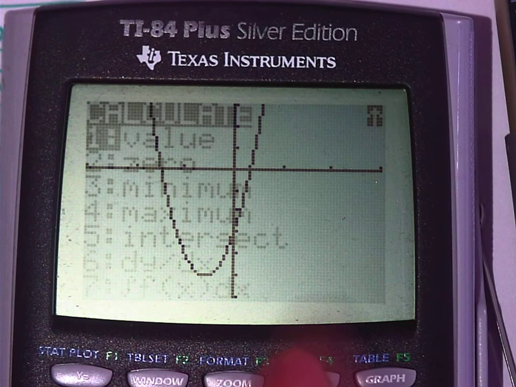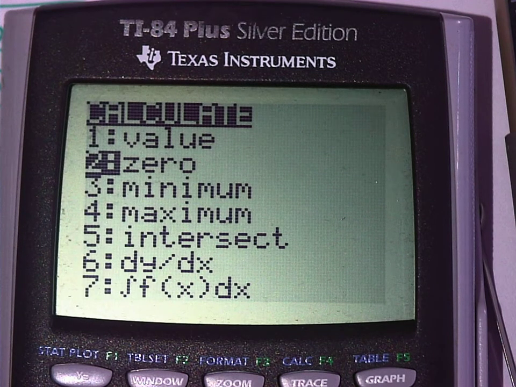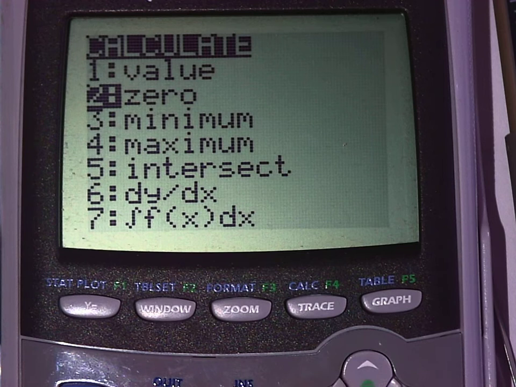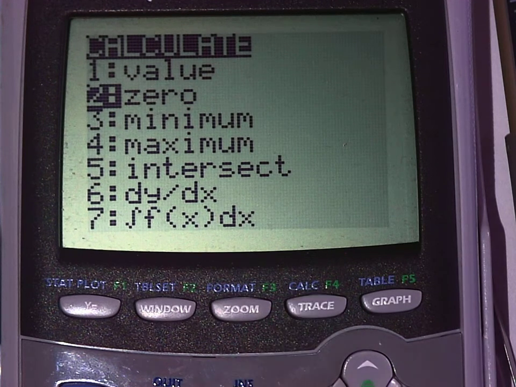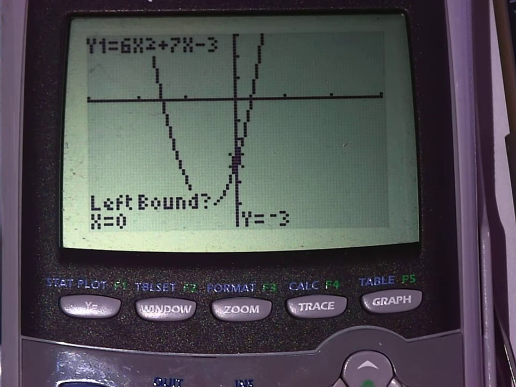Hit second calc. Zero is another way to answer a quadratic equation. It's equal to the zeros. It was the second and then this button right here. See, it's like the second button and then the trace button has like that blue stuff on top of it. So if you had 0, now watch me first before you do it. Your calculator should say left bound right now.